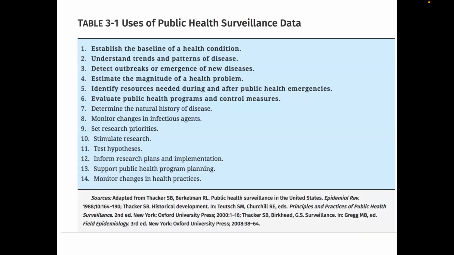So what is the use of this public health surveillance data? What is the importance? Public health surveillance data allows us to establish the baseline of a health condition. It helps us understand trends as well as patterns of the disease. It can also help us detect outbreaks as well as emergence of new diseases. And it can also give us the capability of estimating the magnitude of a health problem. So just how severe, serious is a certain health problem.